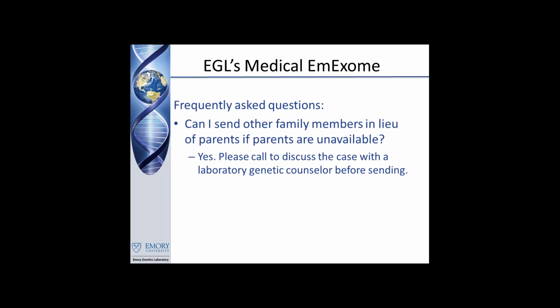These are just some frequently asked questions that we get about ordering our exome sequencing. So what happens if they want to order a trio, but one parent's unavailable? Or if both parents are unavailable, but there's either a sibling or an affected grandparent that might be available that could help with interpretation. So this is an option. We have done this in the past, but we always ask to call and talk with a lab counselor before sending this, just to make sure that we know what we're getting when we get the sample in, and to make sure that the most appropriate people are being sent to be a part of the testing.